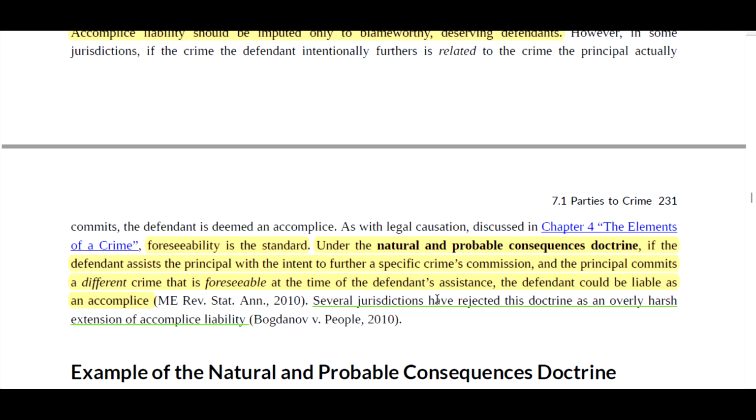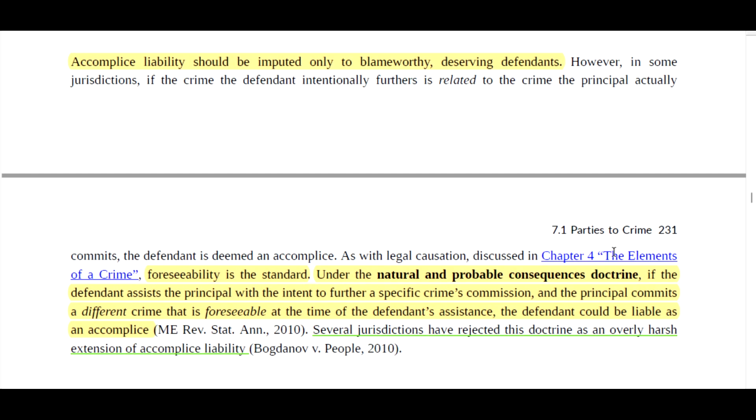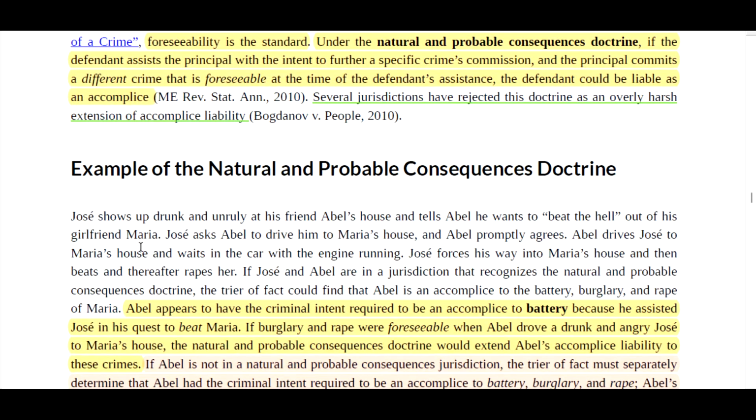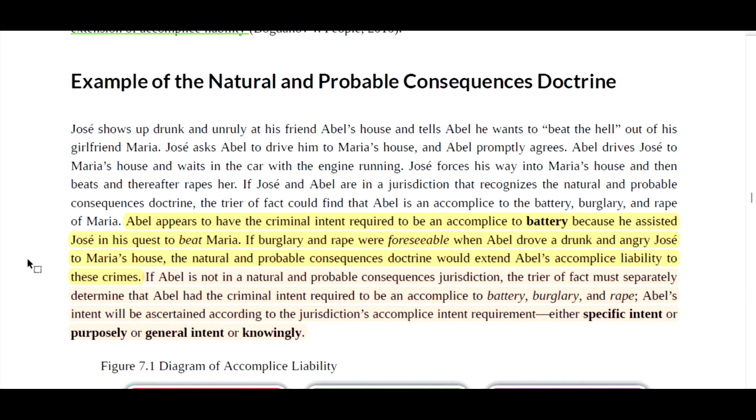So several jurisdictions have rejected this doctrine as an overly harsh extension of accomplice liability, simply because maybe you encouraged one crime but not the other. It gets very hazy. And so, again, this is a sensitive subject and a hard topic example, but it really highlights the issue and why the natural and probable consequences doctrine is so complicated, and why some jurisdictions say, yeah, it's too heavy, but some people would go, no, it makes sense.